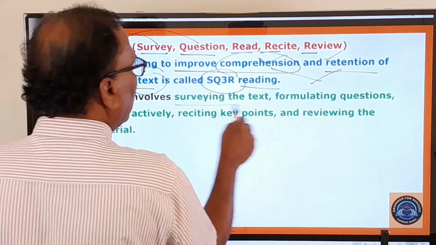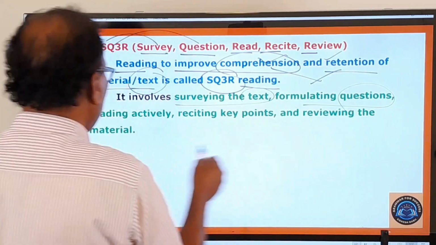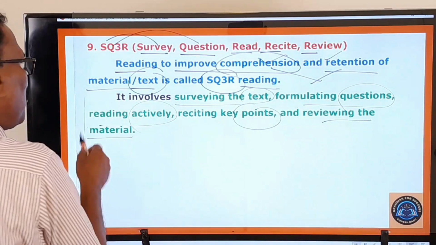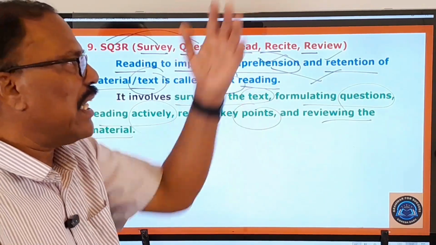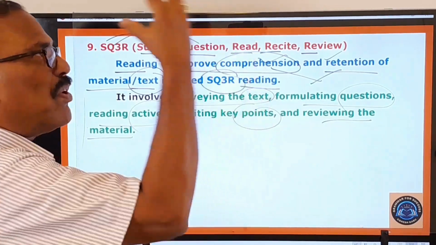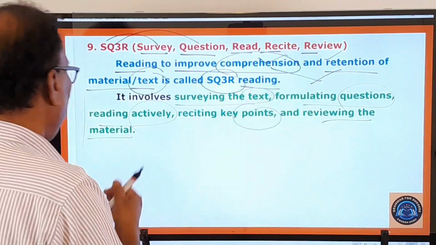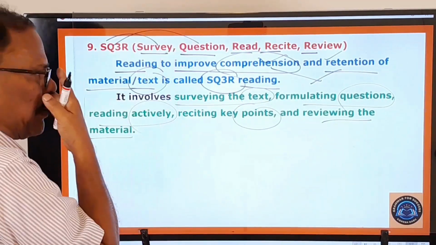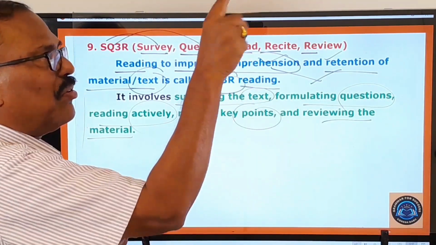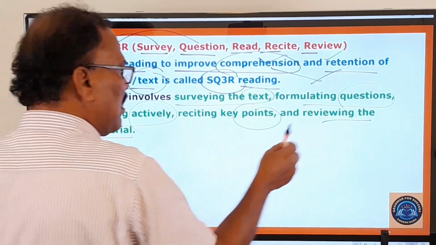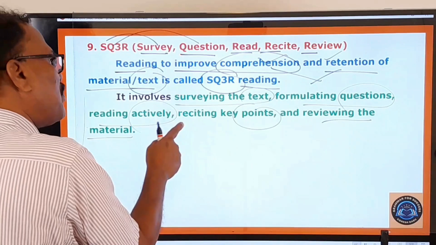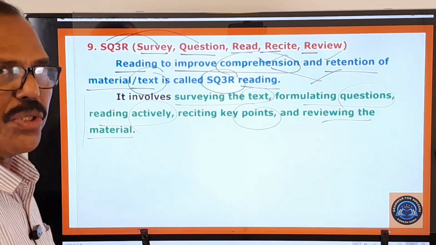You go to the next point about it. It involves surveying the text, formulating questions, reading actively, reciting key points, and reviewing the material. So in this reading, you look at the whole text once and you formulate questions. You compose your own questions on that particular passage, and you read that passage very actively. Reciting key points, you note down some important points from that passage. Reviewing the material, you also review that material. So all kinds of things you are supposed to do in this kind of SQ3R reading.